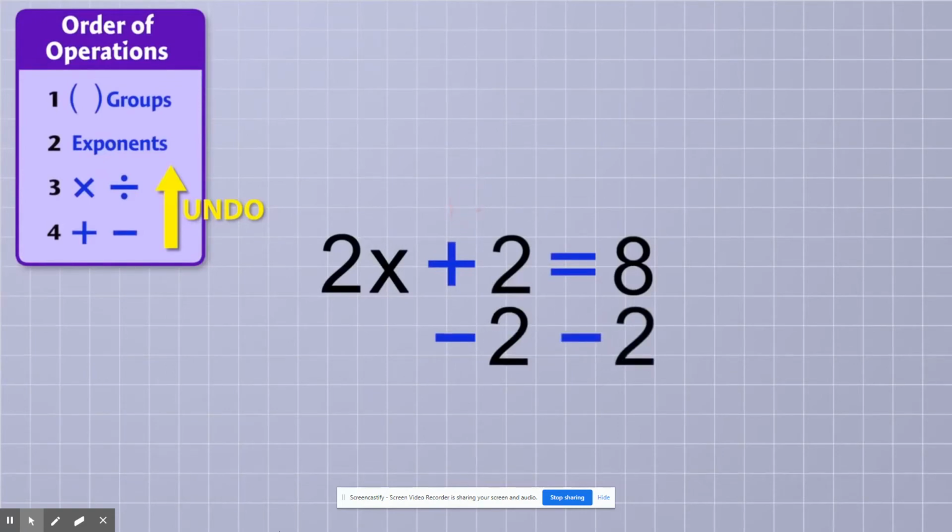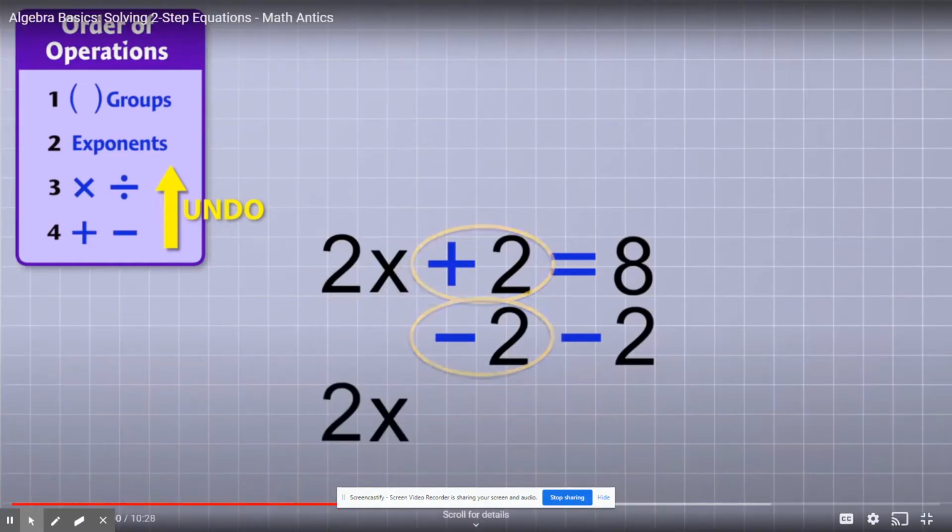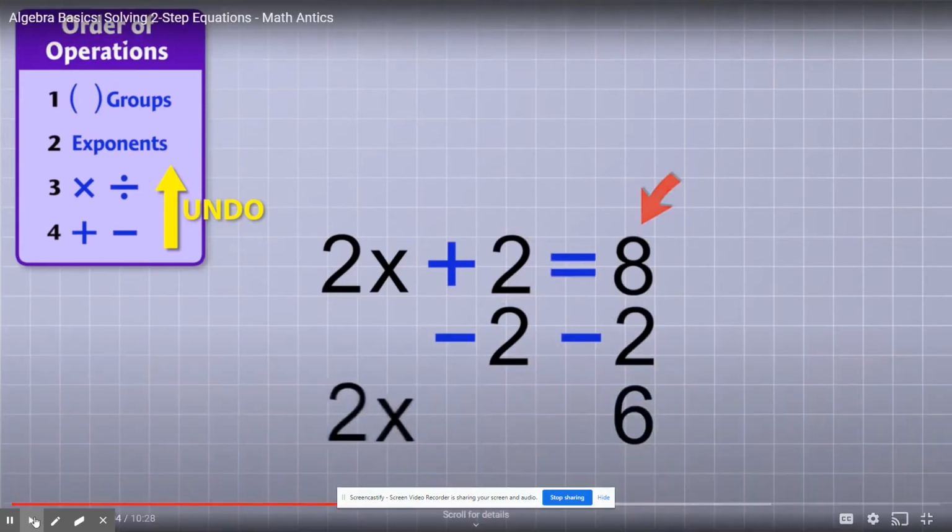On the first side, the plus 2 and the minus 2 cancel each other out, leaving just 2x on that side. And on the other side, we have 8 minus 2, which is 6.